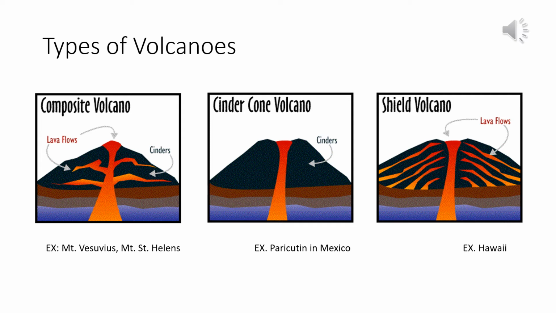Lastly, you have shield volcanoes. These are almost exclusively island volcanoes. In a shield volcano, it is very low and sloping, and while it produces more magma than any of the others, the magma is very slow moving, so it isn't very destructive.